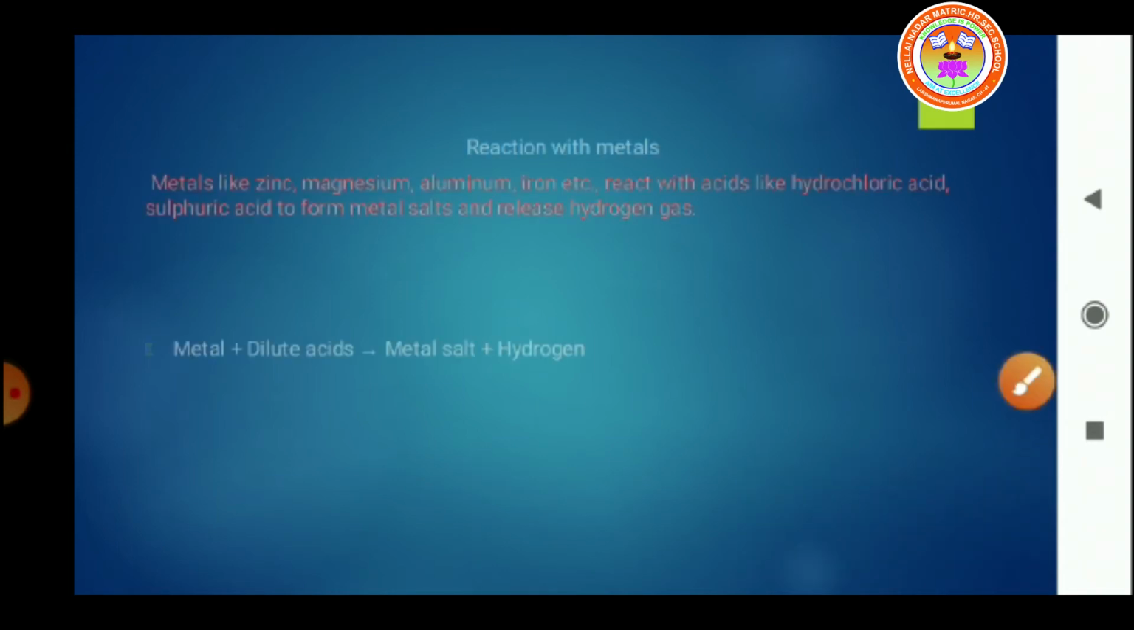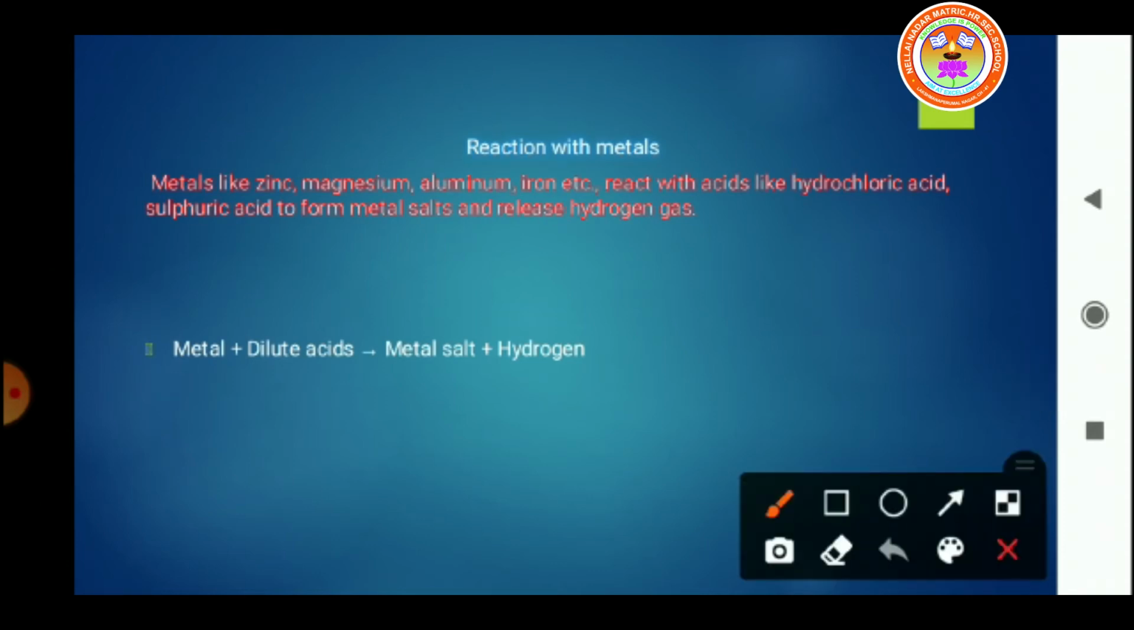One is reaction with metals. Second is reaction with metal carbonates and bicarbonates. And the third one is reaction with metal oxides. Shall we discuss one by one? The first one is reaction with metals. Metals, for example, like magnesium, zinc. Okay, first one is zinc, magnesium, aluminium.